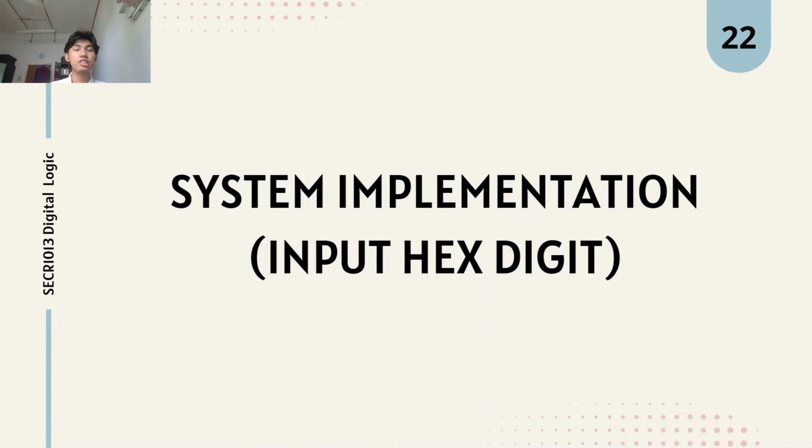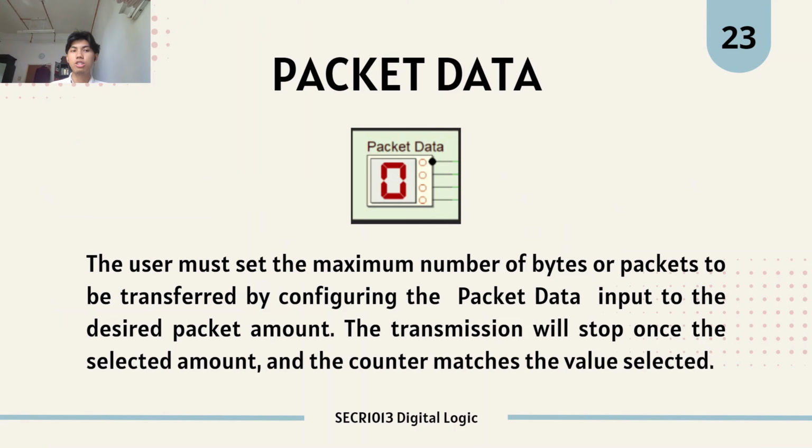So the next one is system implementation, input hex digit. One of our essential input parameters in our system is packet data. The user must set the maximum number of bytes or packets to be transferred by configuring the packet data input to the desired packet amount. The transmission will stop once the counter matches the value selected.